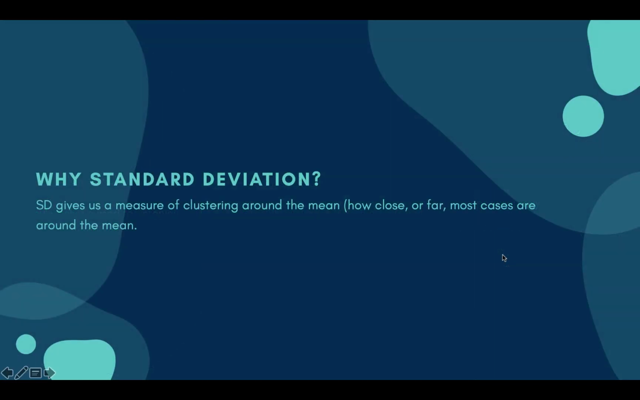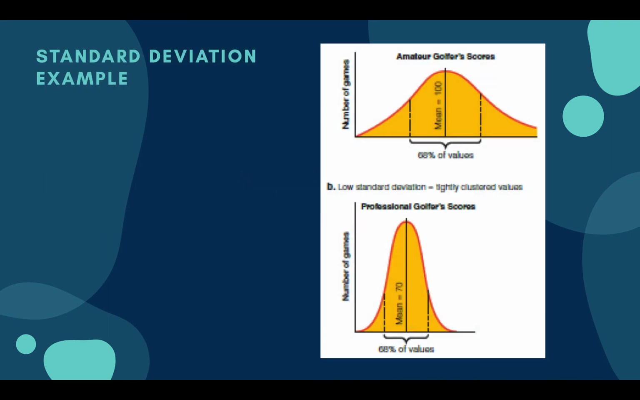So why do we use standard deviation? Well, it gives us a measure of clustering around the mean, so how close or how far most cases are from the mean. For example, we have amateur golfer scores and professional golfer scores. Amateur golfer scores have a mean of 100, professional golfer scores a mean of 70, right? So we see that the total score is lower for professional golfers, meaning they're doing better, whereas it's larger for amateur golfers, meaning they're doing worse.